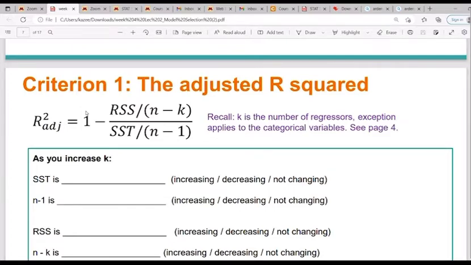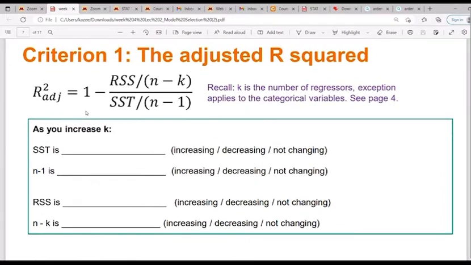But let me tell you this: when you run regression in R, the adjusted R squared is actually going to be part of the output. Okay, so I just want to assure you that adjusted R squared is also going to be part of the output. I think I have a question here. As you increase your K, the number of regressors that we talked about the other time, what is going to happen to the sum of squares total? When I increase K, what is going to happen to N minus 1? What is going to happen to RSS? What is going to happen to N minus K?